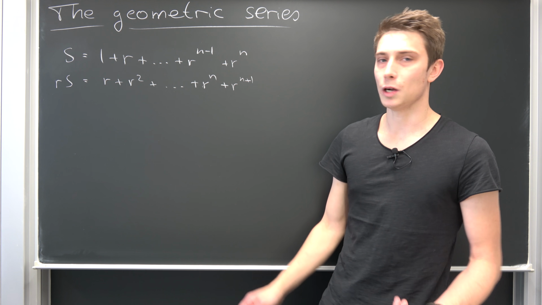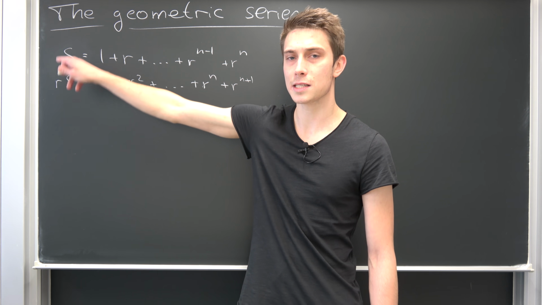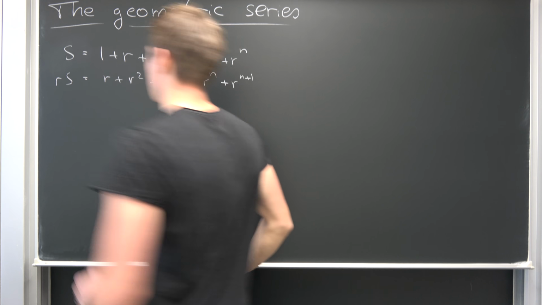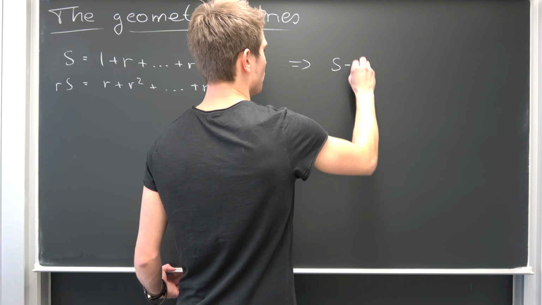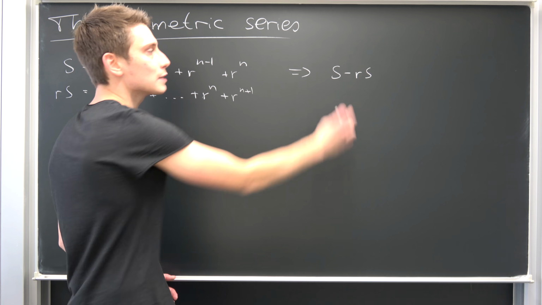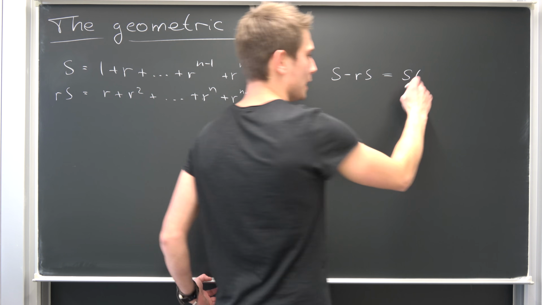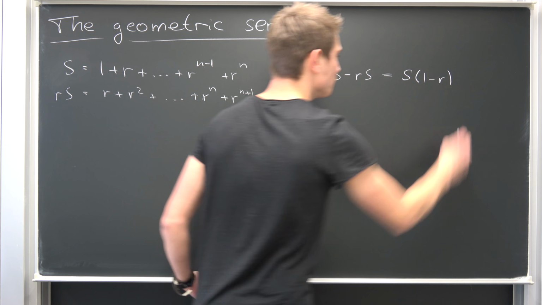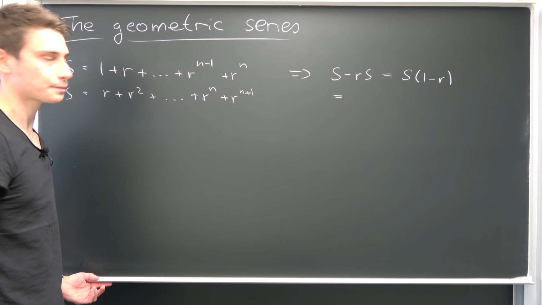And why not? Well, take the difference of those two, so subtracting r times S from S. What do we get if we do this? So at first we get S minus r times S. Well, the good thing is S is a common factor, so why not? Well, factor out the S on both parts, so 1 minus r. And what do we get on the right hand side?